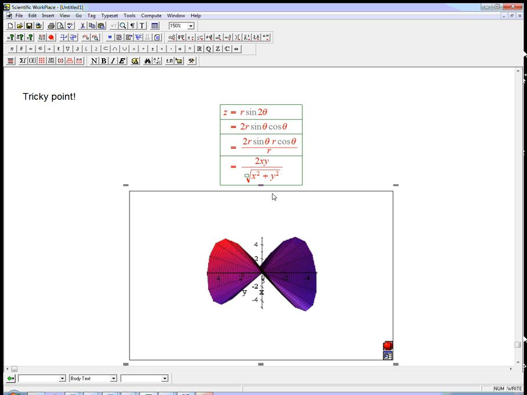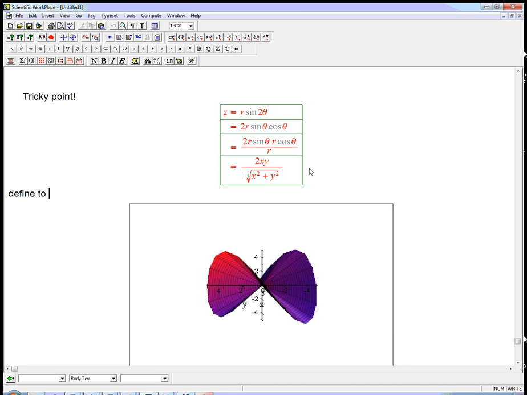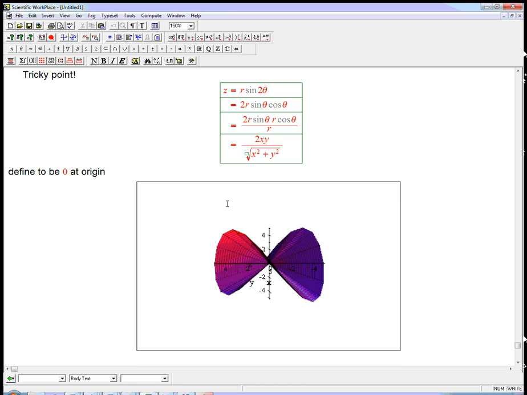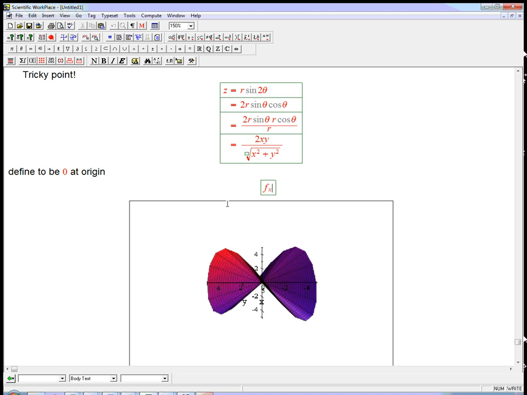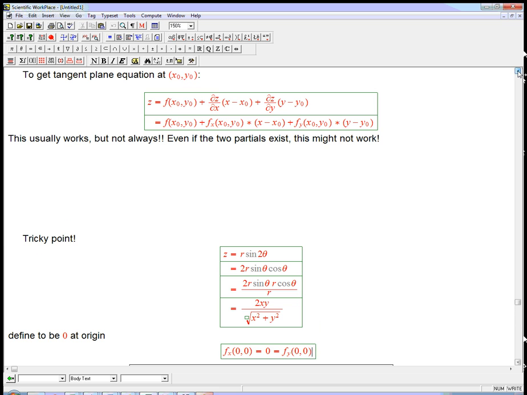Now, at the origin, it's a little tricky, but let's just define it to be zero at the origin, just to fill in what otherwise is a rather unpleasant gap. And in fact, if you actually just look at it here, that should be zero at the origin, because r equals zero. Okay. So the partial derivatives here, f sub x at 0, 0, that's going to be 0. And that's also going to be f sub y at 0, 0. And so if the tangent plane formula worked here, there would be a tangent plane, and it would just be z equals 0, because the function and the first derivatives are all 0 at the origin.